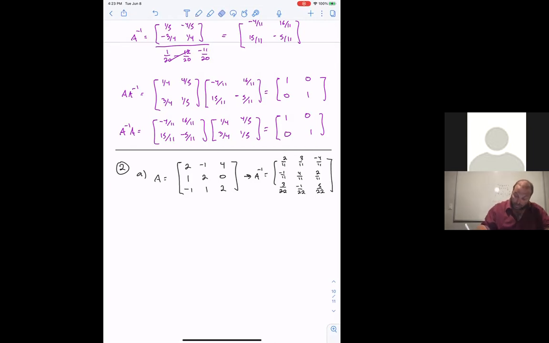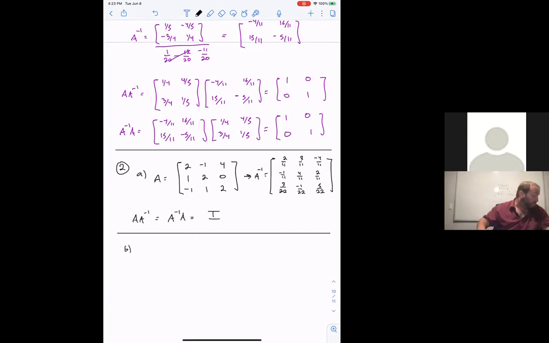So I'm going to assume, without actually doing it, just for the interest of time, but you should do it, that A inverse A, or A A inverse, are both equal, in this case, to the 3x3 identity matrix.